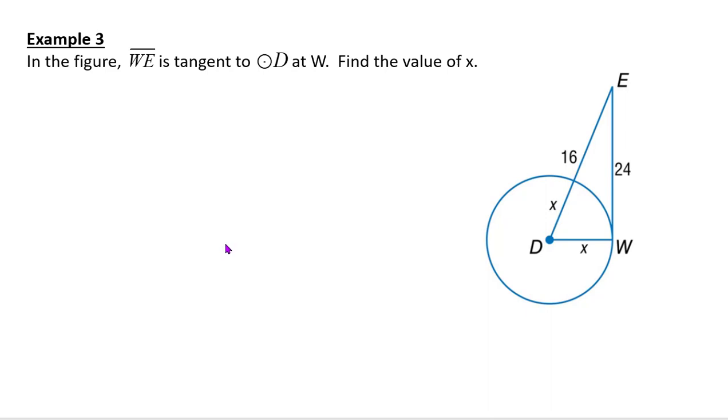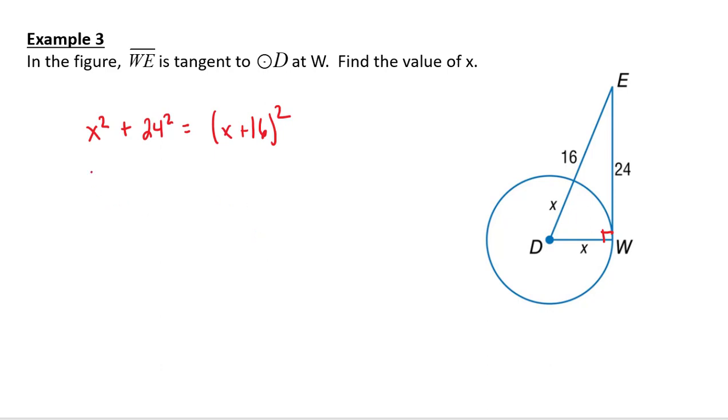Example 3. In the figure, WE is tangent to circle D at W. Find the value of X. So we know that this is a right angle. We know that I have a right angle there. So we have one leg squared, which is X, plus another leg squared, which is 24, that equals the whole hypotenuse squared. So that equals X plus 16 squared.